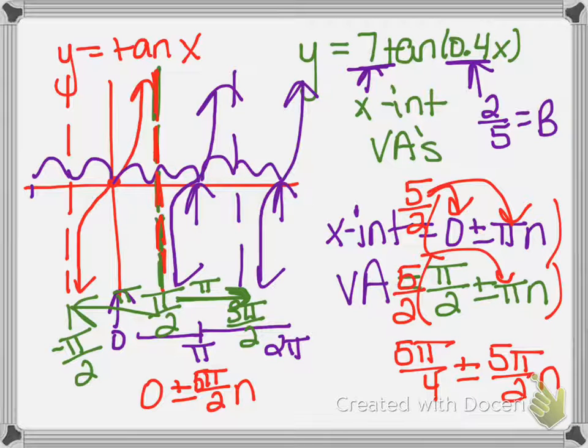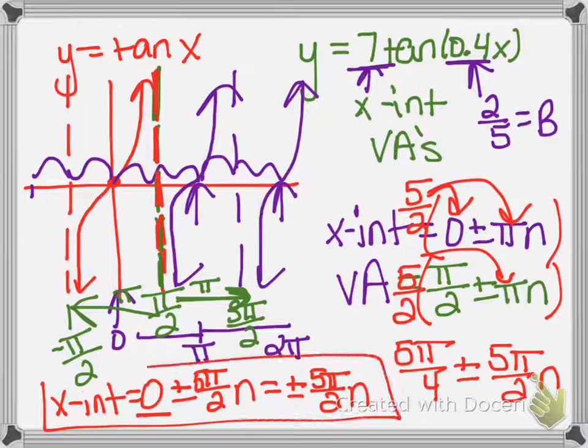So as far as this particular question goes, they were just asking for the x-intercepts. And so your original x-intercept stayed at 0. Okay? And so you don't even technically have to write that part. It's invisible. And so you could just write it as plus or minus 5 pi halves n. And that is the formula for your x-intercepts for your dilated tangent function.